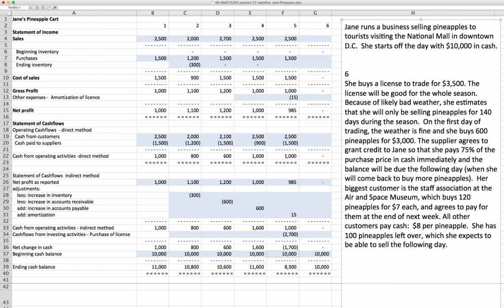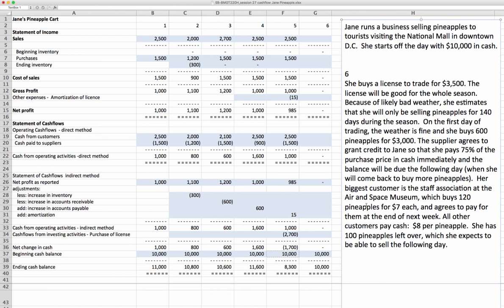Her biggest customer is the Staff Association at the Air and Space Museum, which buys 120 pineapples for $7 each and agrees to pay for them at the end of next week, and all other customers pay in cash at $8 per pineapple. And she has 100 pineapples left over, which she expects to be able to sell the following day. So let's pull together what we've got.